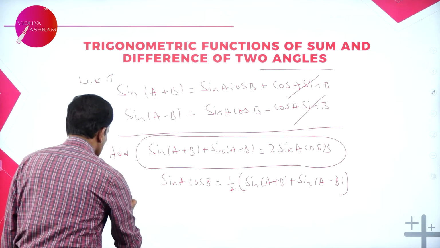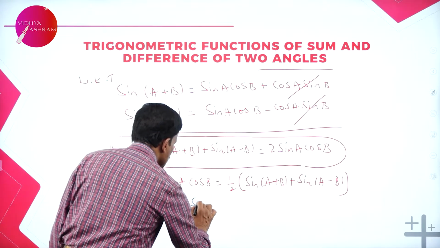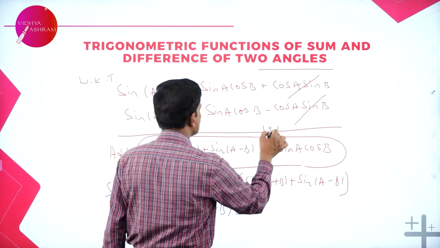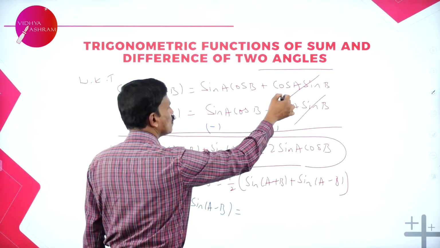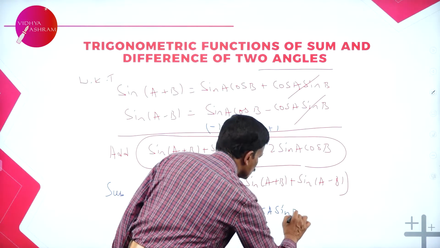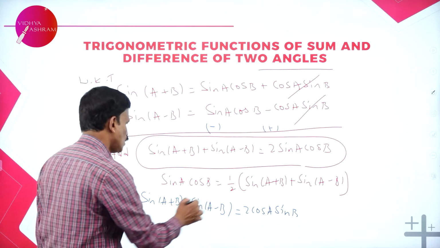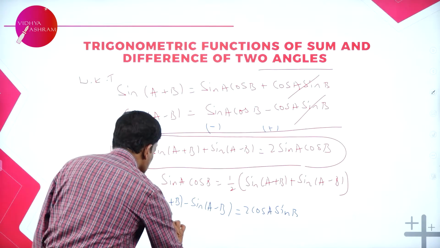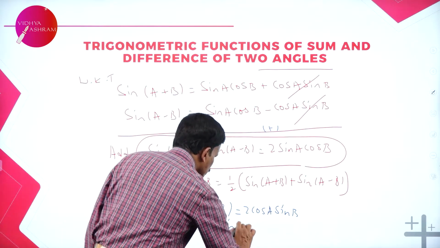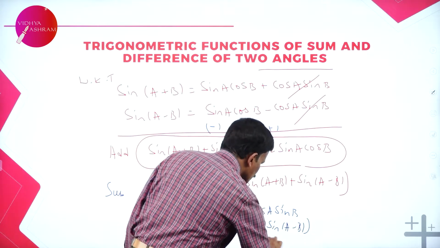On subtraction, on the left hand side what we will get? Sin of a plus b minus sin of a minus b. While subtracting, this minus becomes plus and this becomes minus. These two get cancelled. Cos a sin b plus cos a sin b is equal to 2 cos a sin b, right? So sin a plus b minus sin a minus b is equal to 2 cos a sin b. Or if only cos a sin b is needed, cos a into sin b is equal to half of sin a plus b minus sin of a minus b. So this is the second form.